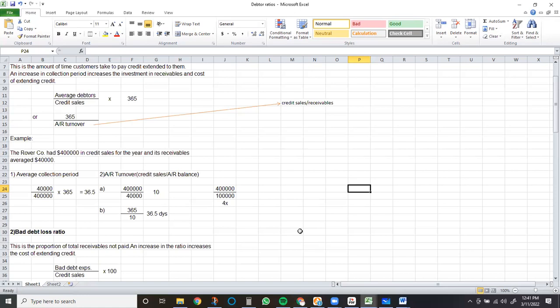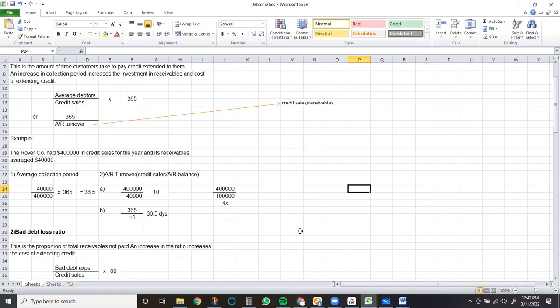Example, the Uber company had $400,000 in credit sales for the year ended, and its receivables averaged 40. Now, it is important that you recognize in a question the fact that you are using credit sales. You may be doing a question, and the question says 60% of the sales are on credit, therefore the remainder is on cash. You always use the credit sales when doing this calculation, because that's what this is about. Remember, the name of the topic is accounts receivable management.